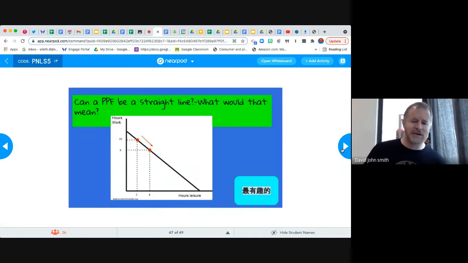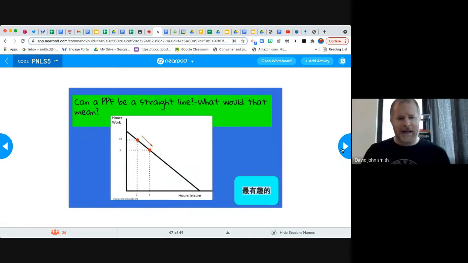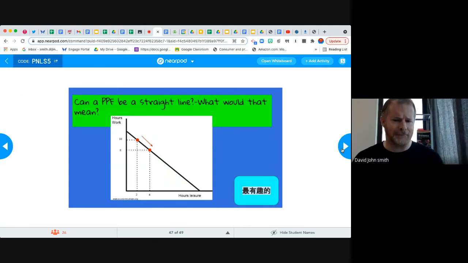Aha, now here was the question we were asked before. Can a PPF be a straight line? And if so, what would that mean?